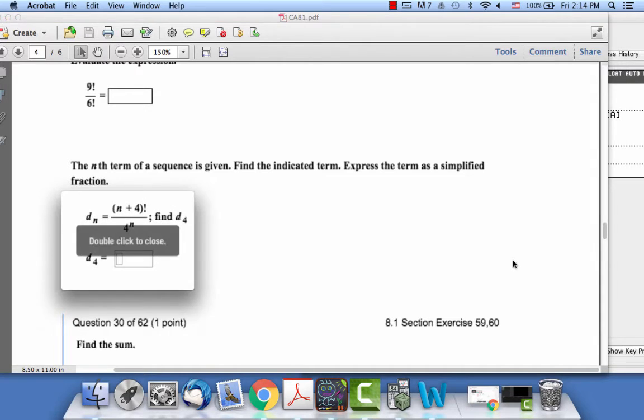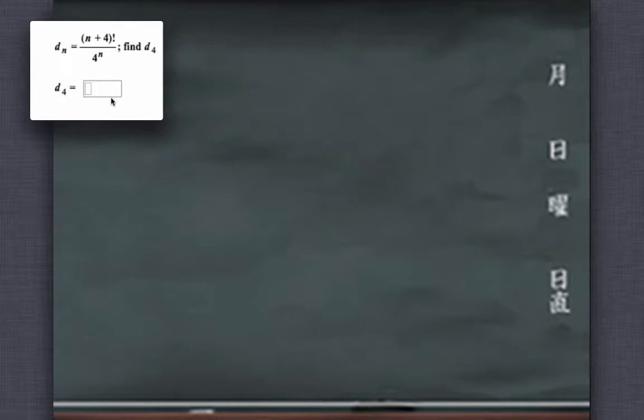Okay, so this time we just want to find d sub 4. So that means I plug in 4 everywhere I see an n, it's just like a function. So 4 plus 4 factorial over 4 to the 4, to the 4.